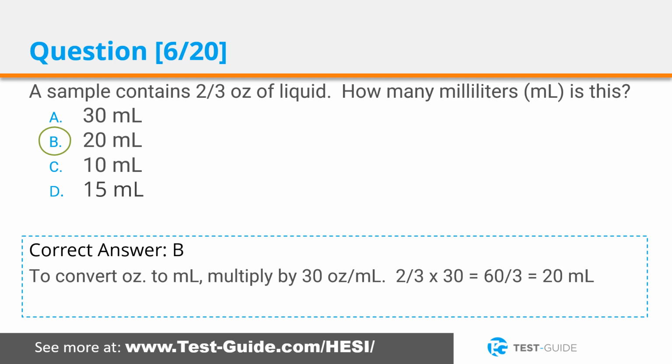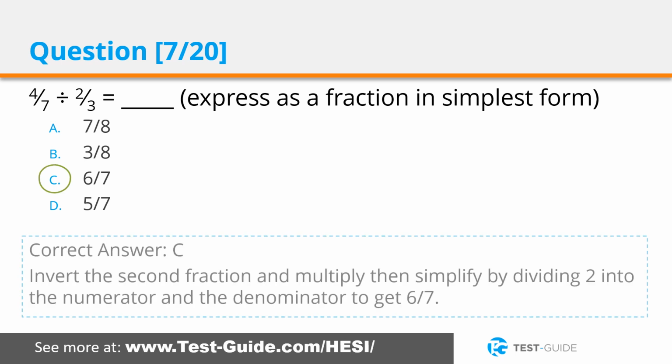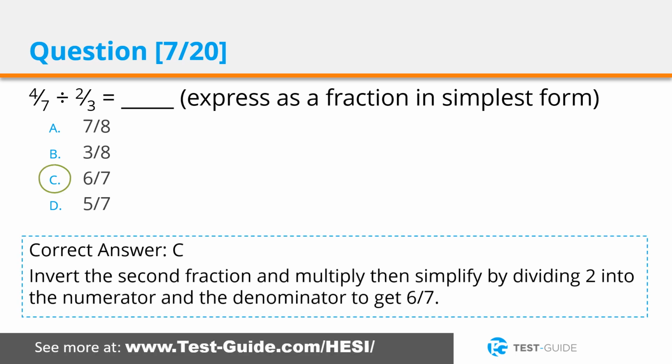Question 7. 4/7 divided by 2/3 equals what? Expressed as a fraction in simplest form. 7/8, 3/8, 6/7, 5/7. Correct answer C. Invert the second fraction and multiply, then simplify by dividing 2 into the numerator and the denominator to get 6/7.